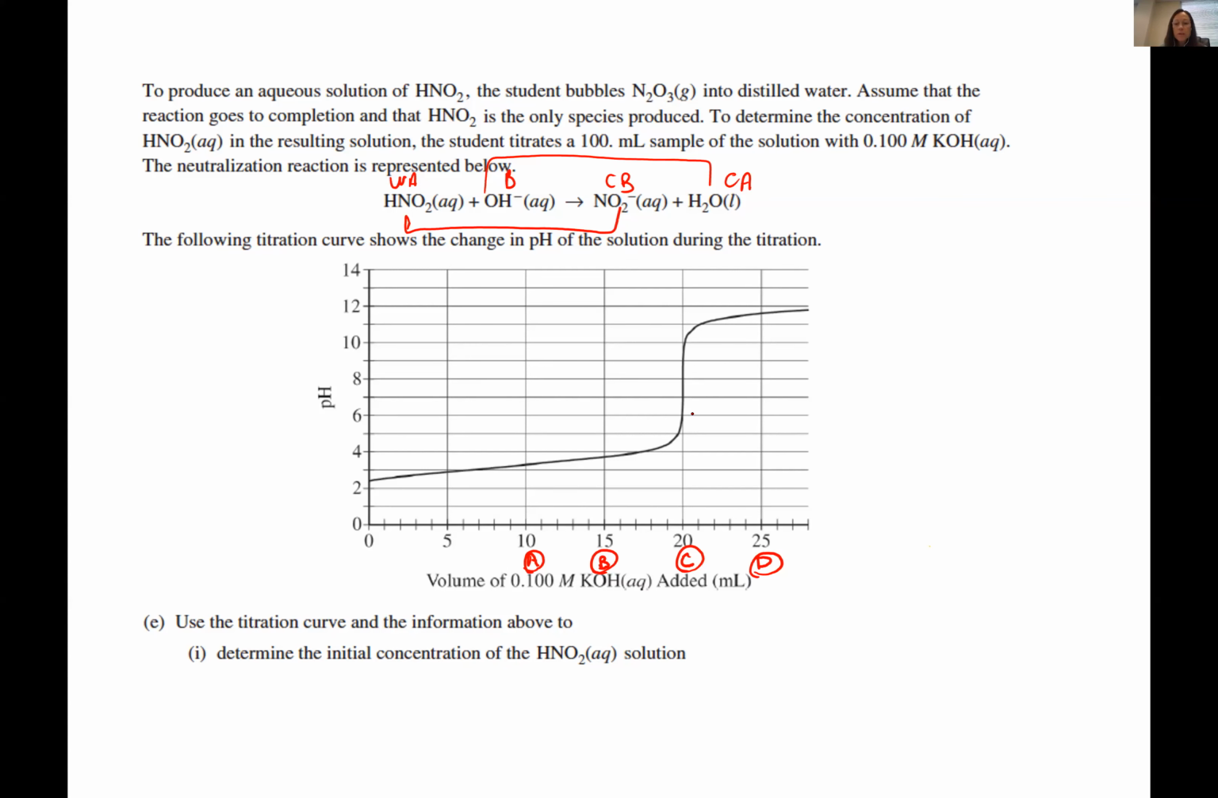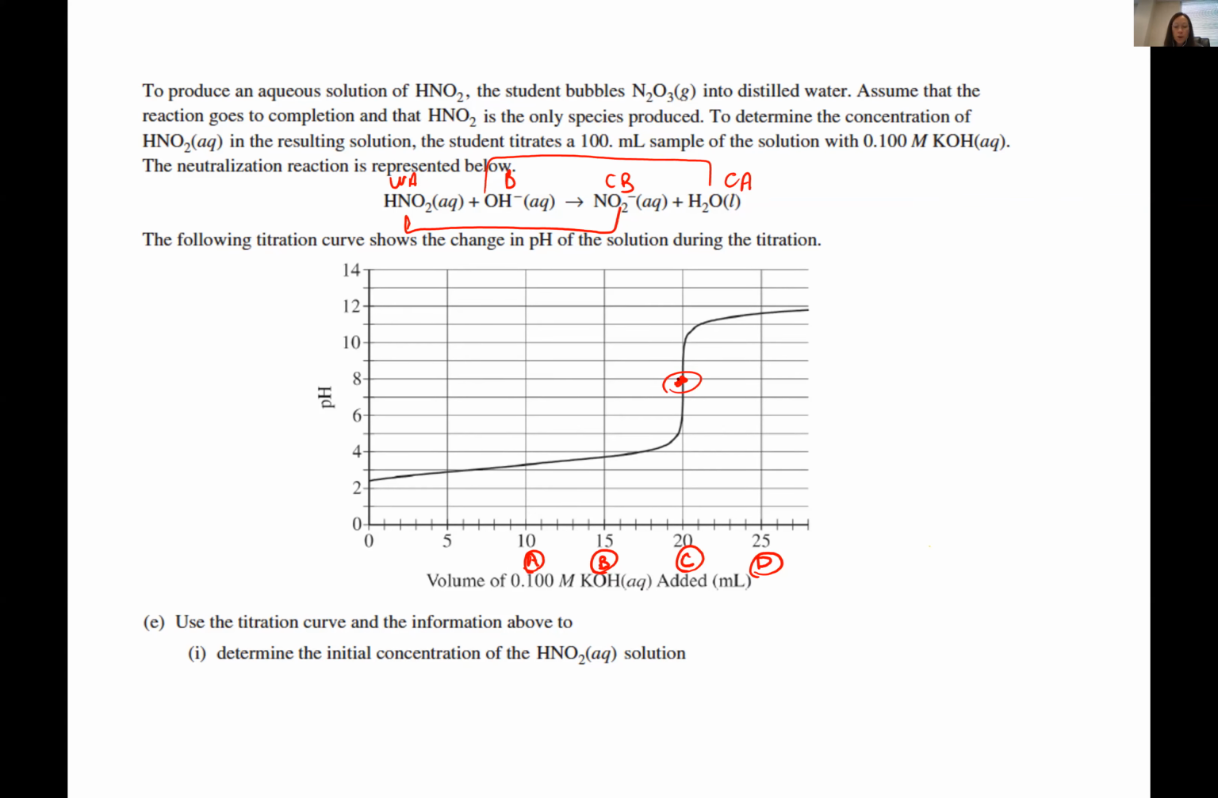So equivalence is when this sharp line occurs. Since that's a weak acid and a strong base, you'll get to that when you get to college chem. This pH is somewhere in here, so it's above 7. It's not always going to be 7. We didn't talk about that yet for this exam, but that's the idea.